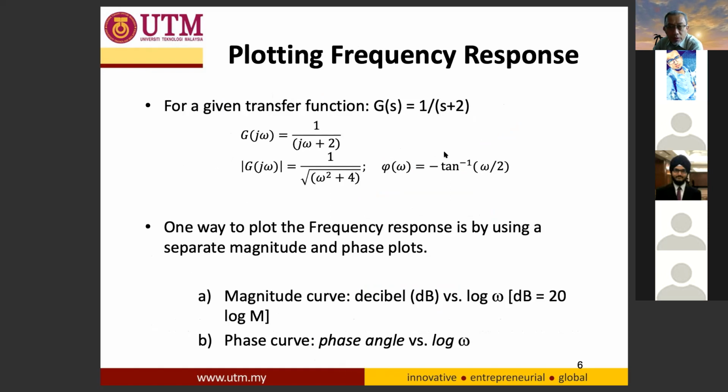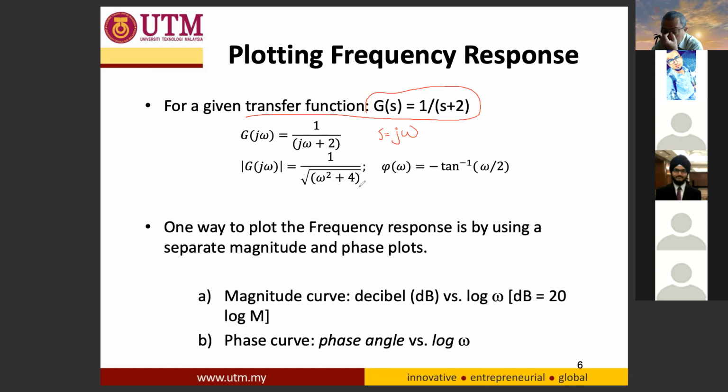So after we get the value of each transfer function, we have to plot. In order to plot a given transfer function, which is G(s) = 1 over s plus 2, replace s with j omega. The magnitude of G(j omega) is equal to 1 over the square root of omega squared plus 4.